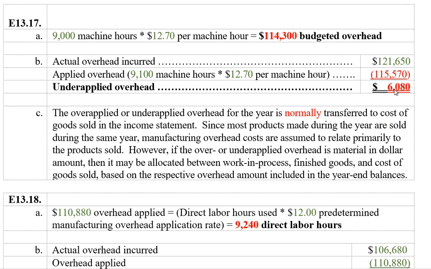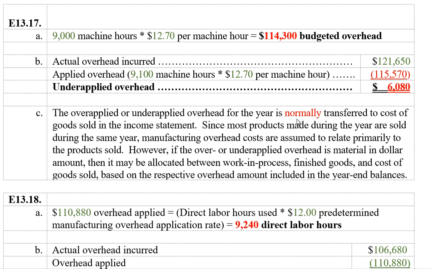Okay. Now, as this cost is transferred, as I mentioned in the first video, over to cost of goods sold, or it could very well be prorated to cost of goods sold or finished goods or work in process. And I noticed that the author here actually says the under or over applied overhead for the year is normally transferred to cost of goods sold.